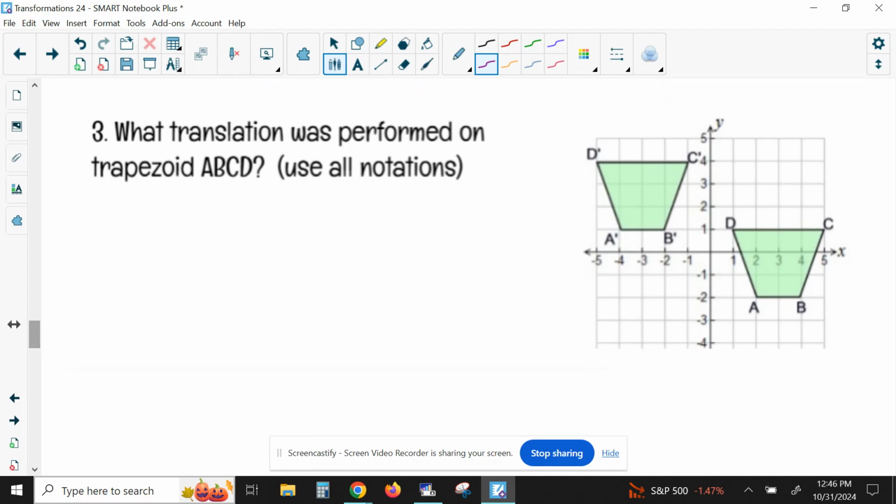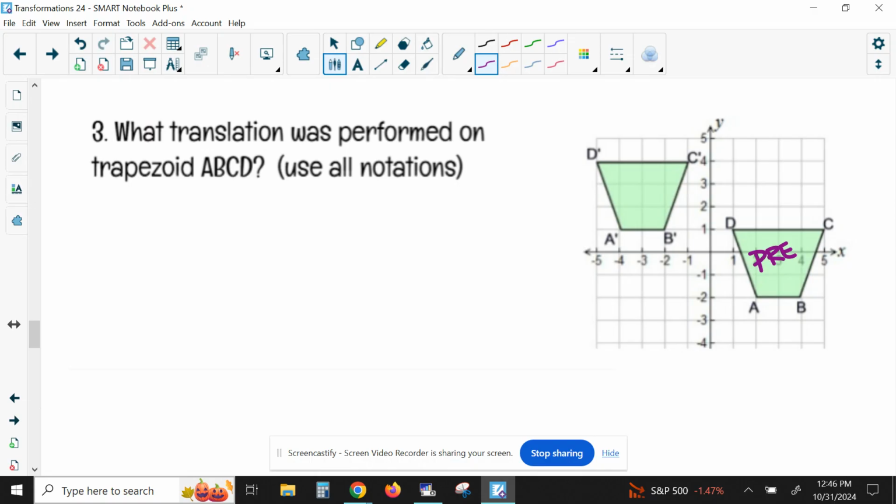Okay, number 3 says, what translation was performed on trapezoid ABCD? Use all notations. So we're going to practice all the notations on the front of your foldable. So when we look at this picture, is the right one or the left one our original? Right. Okay, so this guy's our pre-image. I'm going to write pre on this. I would always recommend you do that because that way you always remember to start from that guy. Because if you accidentally start the other way, all your stuff's going to be backwards and wrong, right?